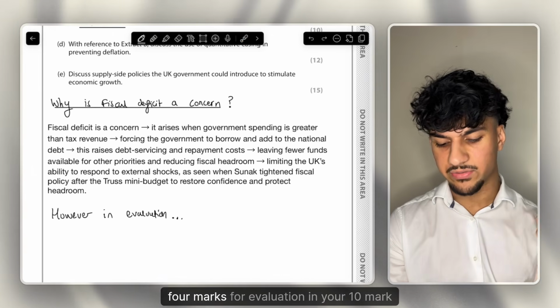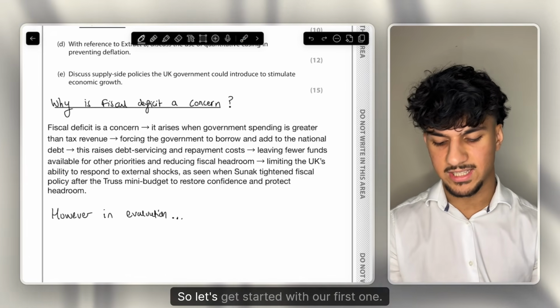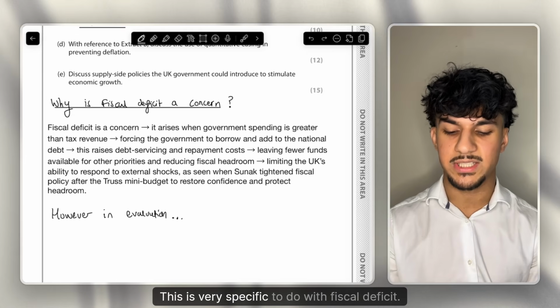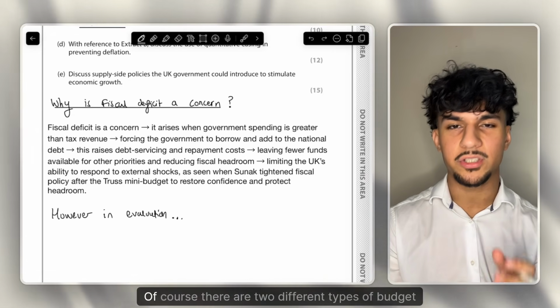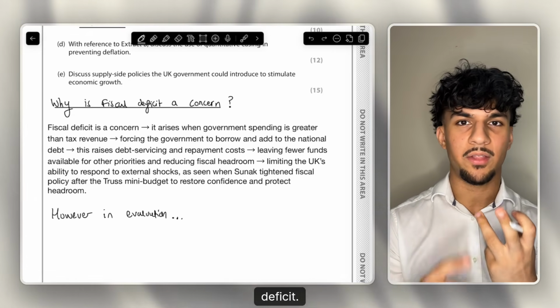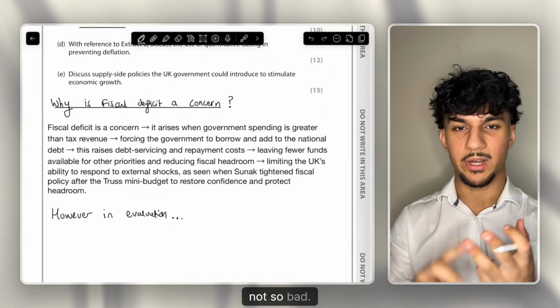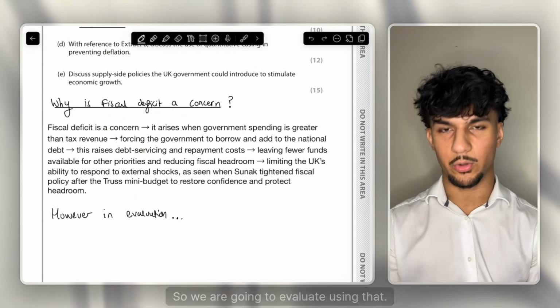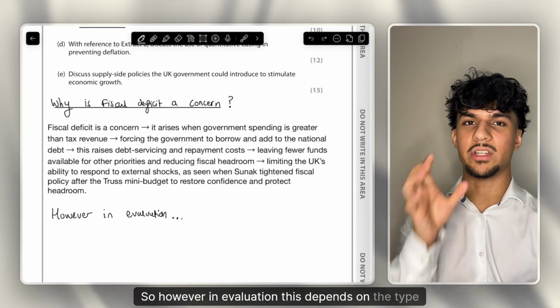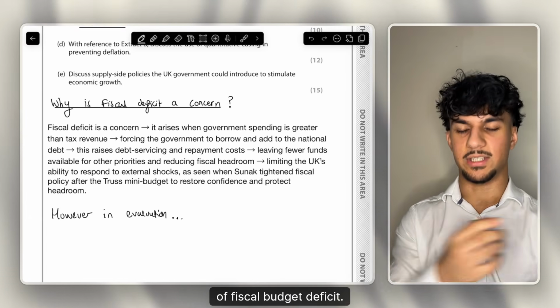Moving on, 4 marks for evaluation in your 10-mark question. So let's get started with our first one. This is very specific to do with fiscal deficit. Of course, there are 2 different types of budget deficit: there is structural and there is cyclical. One of them is quite bad and one of them is not so bad, so we are going to evaluate using that. However, in evaluation, this depends on the type of fiscal/budget deficit.